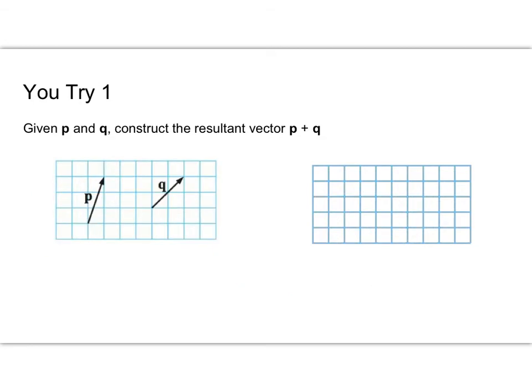Here's one for you to try. I have 2 vectors, vector P and vector Q. I want you to stop this and try it out for yourself. When you're done, restart it and check your answer.